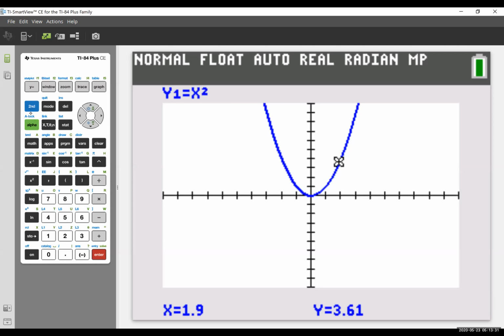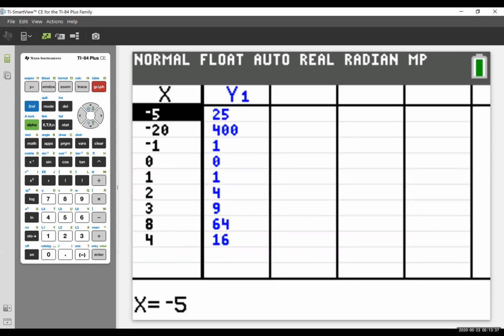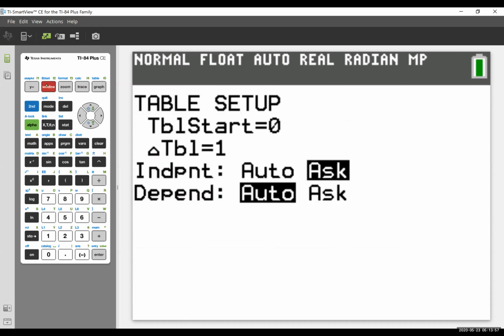So I could actually go into the table feature of the TI. If I press second graph, this is going to pull up my table. And I have the table set up so that I ask the TI for every value of x, it will compute a corresponding y value. If you're interested in changing the settings on your calculator for this, you would press second window to access the table setup. And you'll notice when you look down at the independent variable, the ask should be highlighted. So you can use the arrow key to highlight that. And then the dependent variable, which is the y variable, will be automatic.